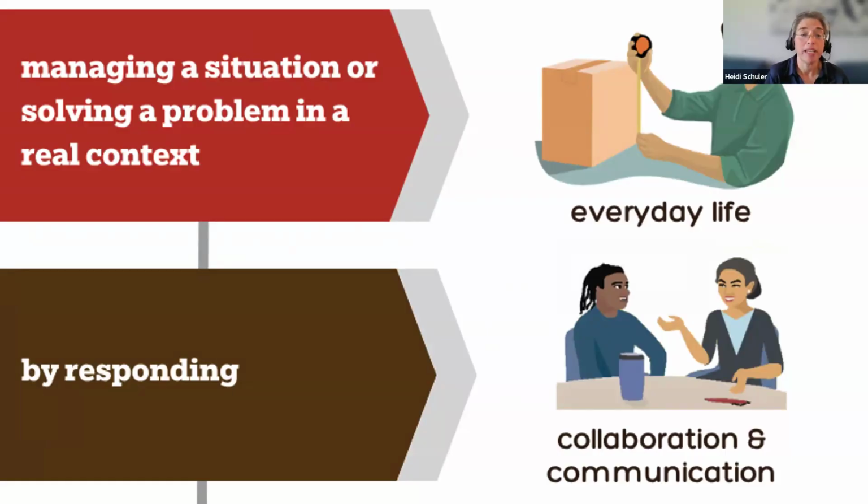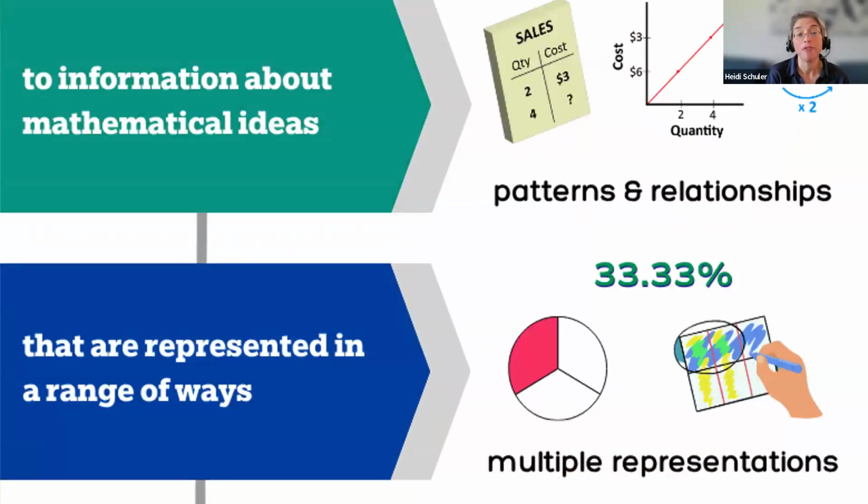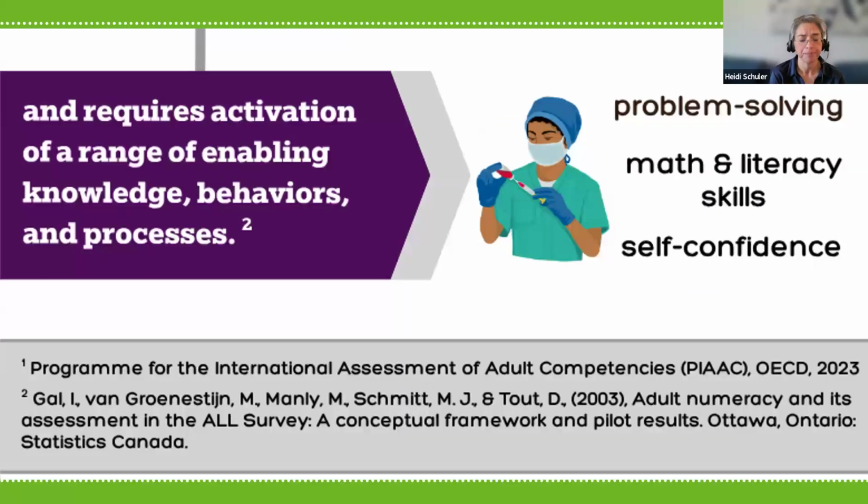Numerate behavior involves managing a situation or solving a problem in a real context by responding, which means we get to collaborate and communicate, to information about mathematical ideas. Those ideas can show up in an organized fashion through graphs. It can show up in organizing data in patterns in an in-out table. But we're organizing and communicating about that information, and they're represented in a range of ways. It doesn't have to be just naked numbers like a percent. It can be a visual. And those multiple representations display the ability of a person to express their numeracy and their understanding of something.